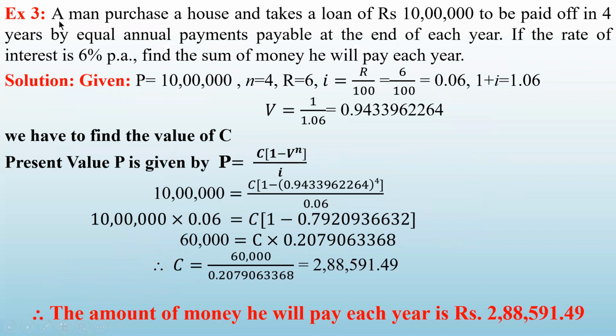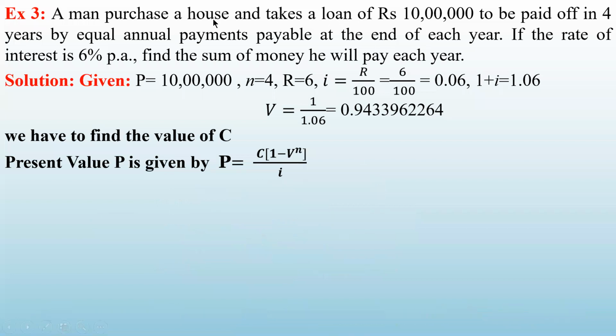See the third question. A man purchases a house and takes a loan of rupees 10 lakhs to be paid off in 4 years by equal annual payments payable at the end of each year. If the rate of interest is 6% per annum, find the sum of money he will pay each year. Read the question and write down what the given things are.